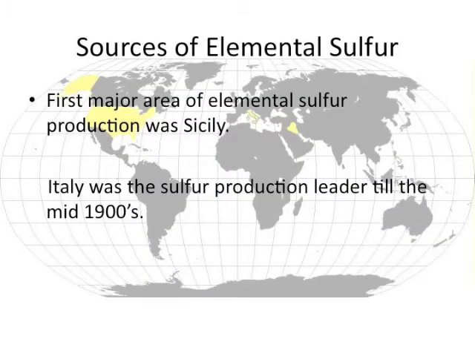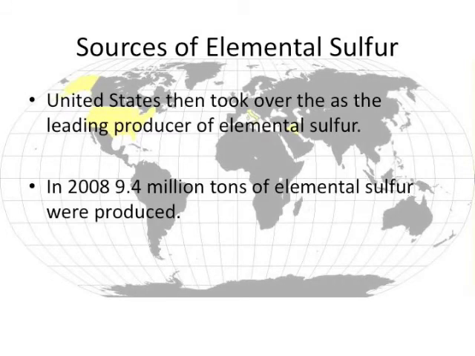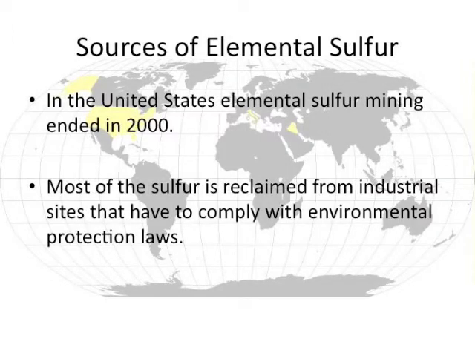First major area of elemental sulfur production was in Sicily. Italy was the sulfur production leader till the mid-1900s. The United States then took over as the leading producer of elemental sulfur. In 2008, 9.4 million tons of elemental sulfur were produced. In 2000, the last sulfur mine closed in the United States. Most of the sulfur is reclaimed from industrial sites that have to comply with environmental protection laws.